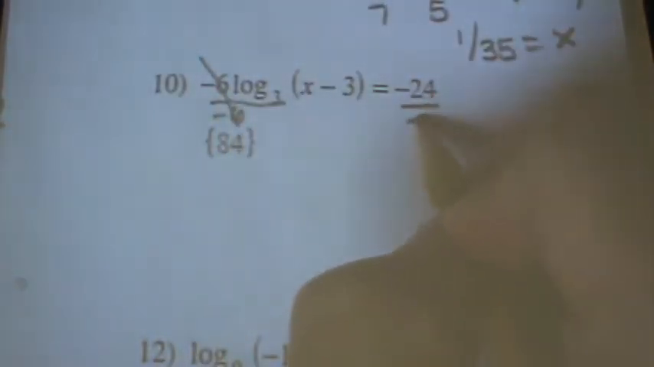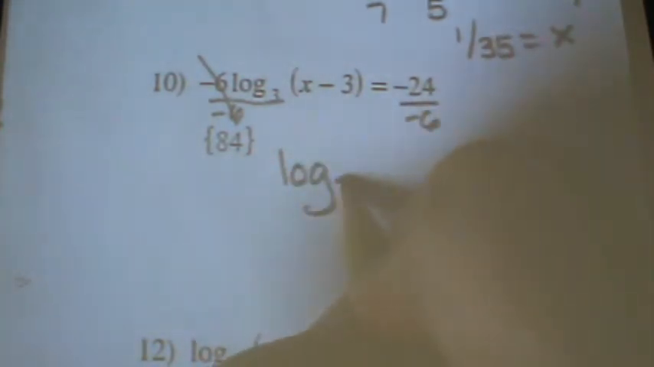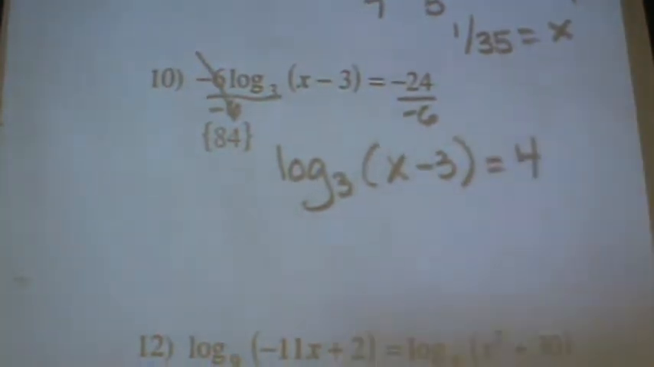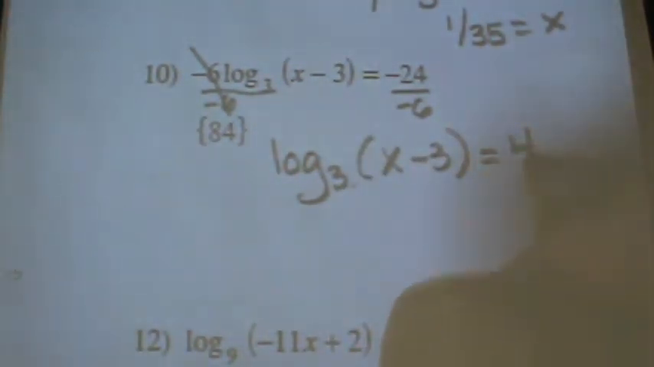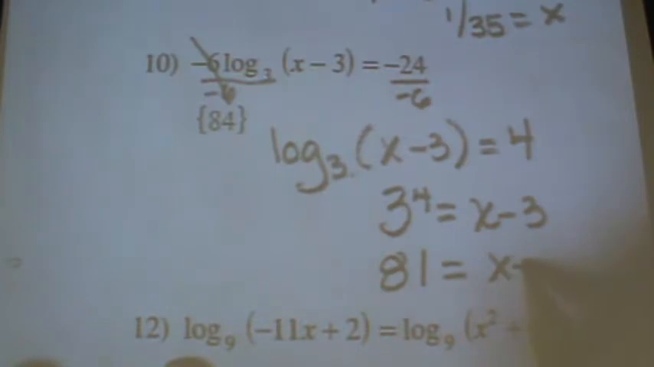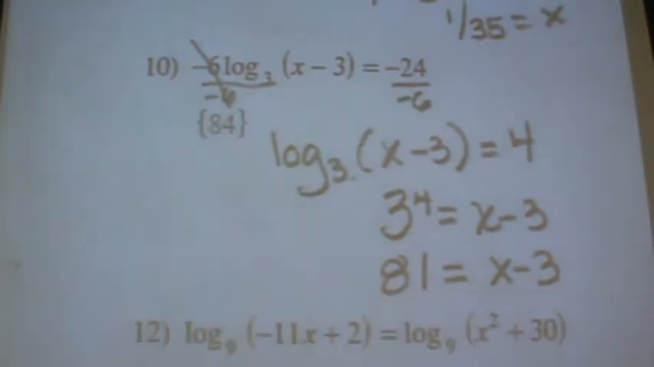Number 10, what should we do with that negative 6? Divide by what? Negative 6. So you have the log base 3 of x minus 3 is equal to what's that? 4. Now rewrite this. 3 to the what power? 3 to the 4th power, which is 81. And now add 3 to 81 and you get 84.